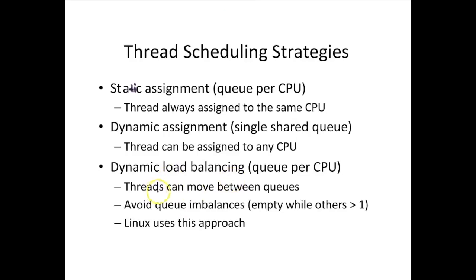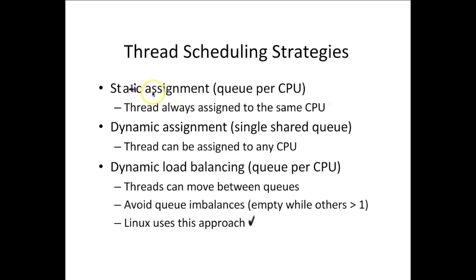That means threads can move between queues. Whenever another CPU's queue is empty, a thread sitting on another queue can be moved to this empty queue. It turns out Linux uses this approach. This is the most general scheduling strategy. However, as you can tell, this introduces quite a lot of complexity to the kernel scheduler.